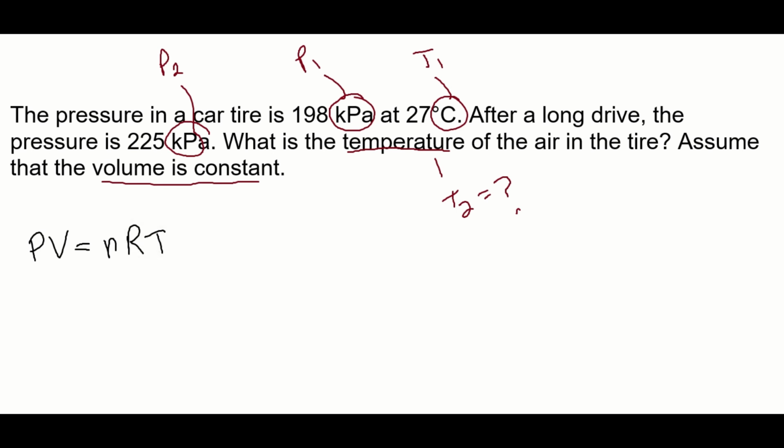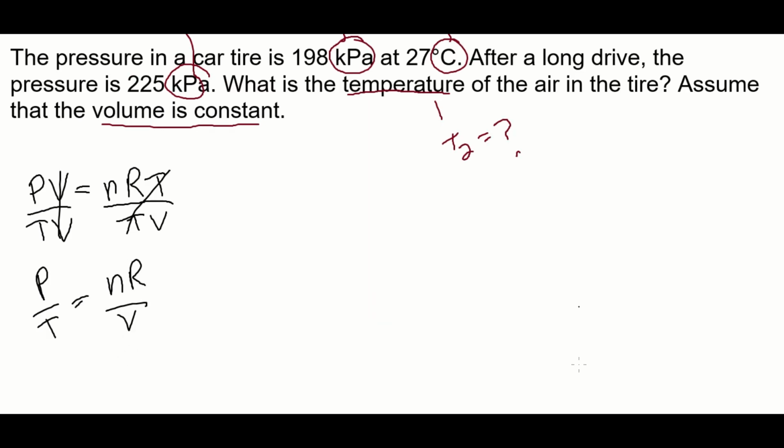And move all the constants to one side and all the variables, or the things that are changing, to another side. In this problem, we have pressure and temperature changing. So we can move temperature over to the other side by dividing through by T. And we can move volume, because that's constant, to the other side by dividing through by V. So we're going to get P over T is equal to nR over V. All the stuff on the right side are not changing.